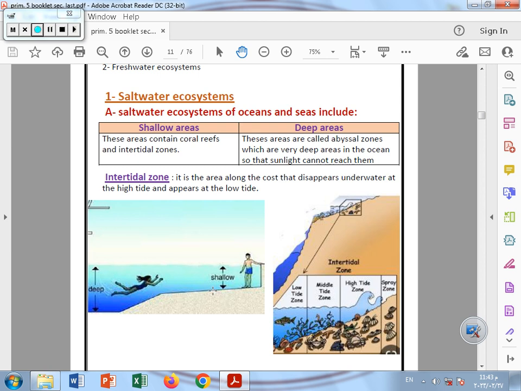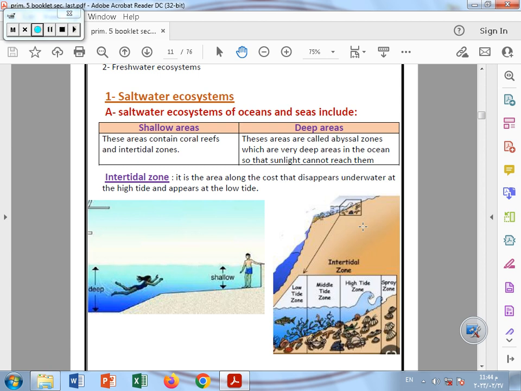These shallow areas contain two parts: the coral reefs and the intertidal zones. We can find the intertidal zone in the shallow areas. The intertidal zone is the area along the coast, and it disappears under the water at high tide, then appears at low tide. So if there is a high tide, we cannot see this area, it's covered with water. At low tide, we can see this area.